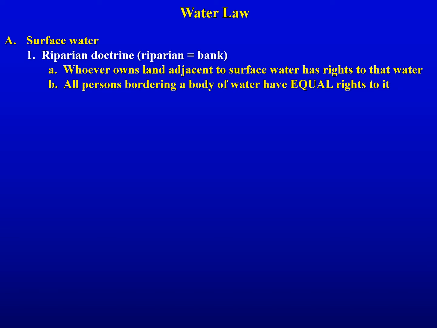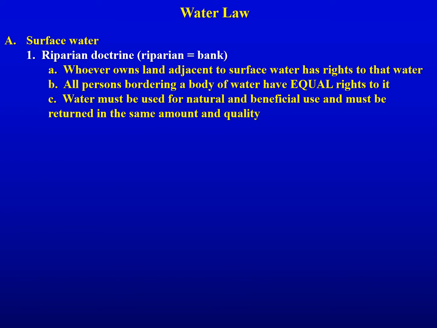As long as you own some shoreline, you have just as much right to that water as anybody else. The person who has most of the shoreline doesn't have more rights than you. That's what this law says. You can use the water, but the law says it has to be used for natural and beneficial use. And once you're done using the water, you got to put it back, which isn't always easy.